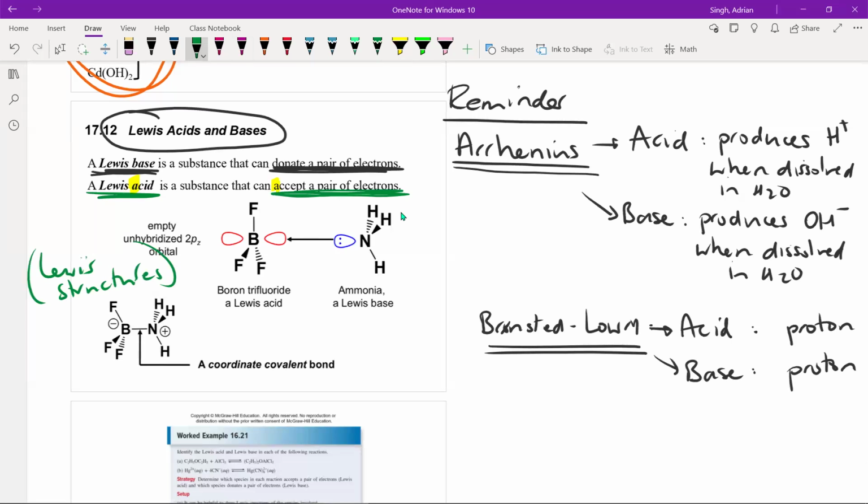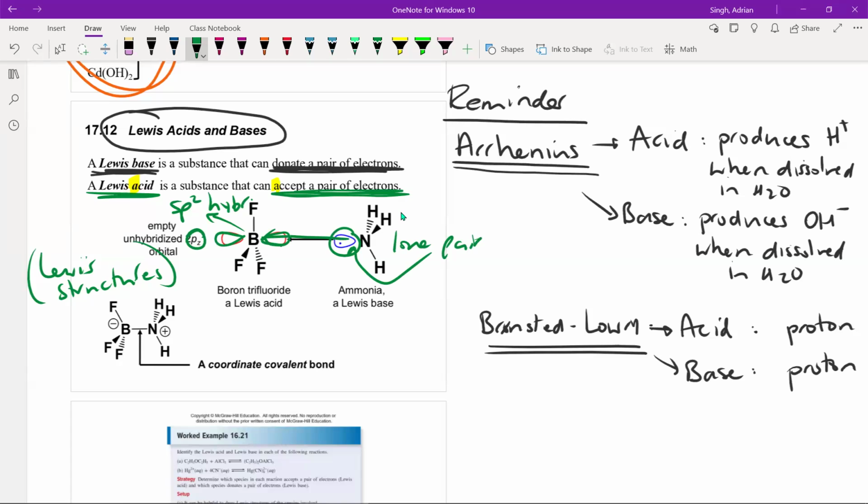What you will notice is that the boron trifluoride, with the central boron, has 3 electron groups around it. That means it is sp2 hybridized, which means that it has an unhybridized p orbital that is shown here that is empty, which means that there's space for it to accept a pair of electrons. Well, in ammonia, NH3, when you draw the Lewis structure, you will see that it has a lone pair of electrons on the end. So it can donate that pair of electrons to the boron that can accept it.